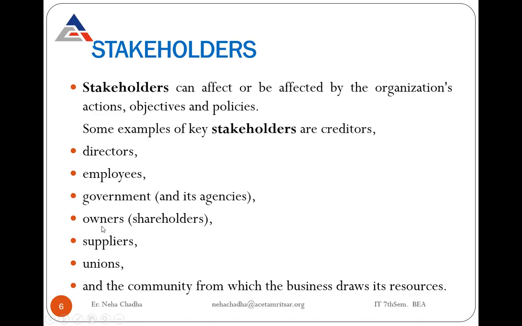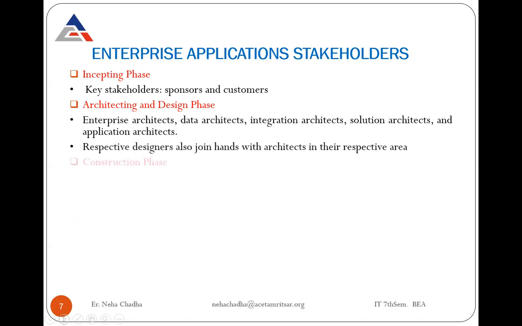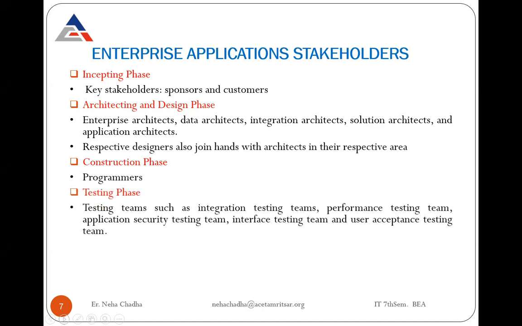The stakeholders. Under the stakeholders, we include various categories, as there are different stages. Under different stages, we have different stakeholders. Stakeholder means a person, but in business terms, in enterprise terms, we use the term stakeholder. Stakeholders in the incepting phase are the sponsors and customers who initiate the process. Then in the architecting and designing phase, we include data architects, integration architects, and various other architects like solution and application architects. In the construction phase, we include the programmers. In the testing phase, we include the testing team, which has a performance testing team, application testing team. It will depend upon which testing is going to be performed, then the team will be assigned accordingly. Then is the rollout phase. It includes the releasing team or marketing team.